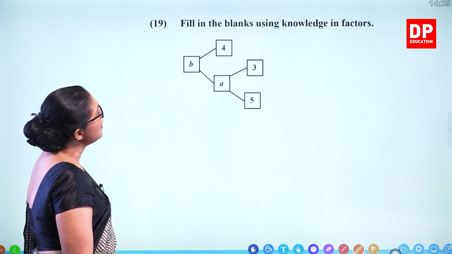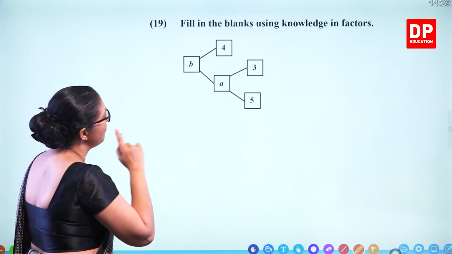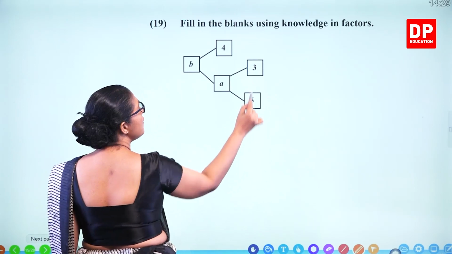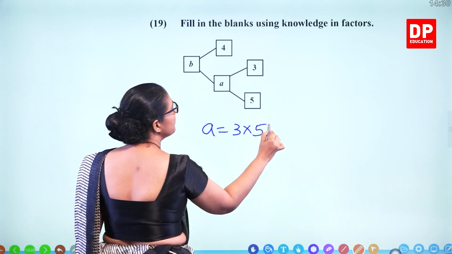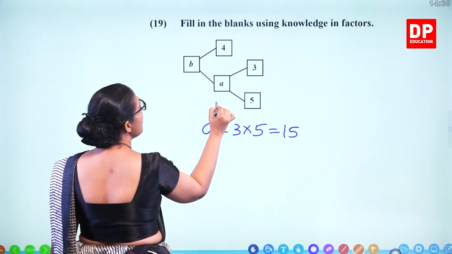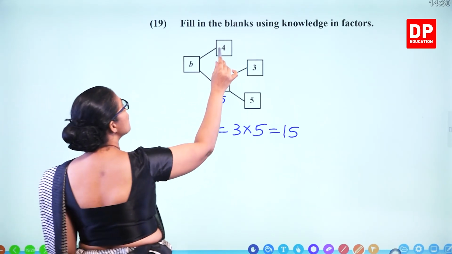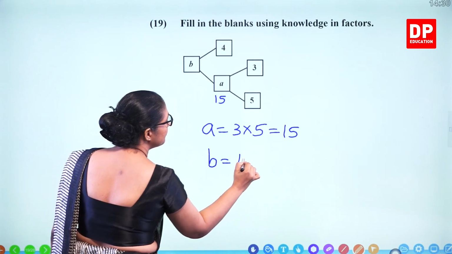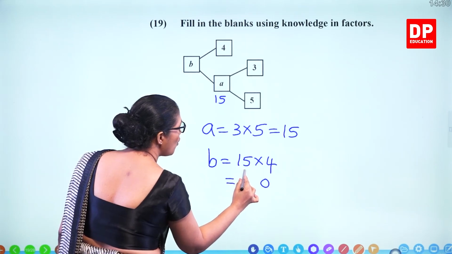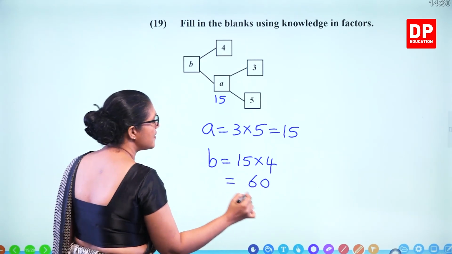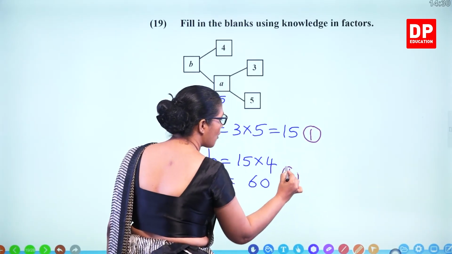Question number 19. Fill in the blanks using knowledge in factors. So you have to find what is A and B. You can start from here. 3 and 5 there. So what's this number A? A is just 3 times 5. That's 15. We have 15 here, 4. There are no common factors. So 15 times 4 is B. B is 60. So 1 mark for A, 1 mark for B.